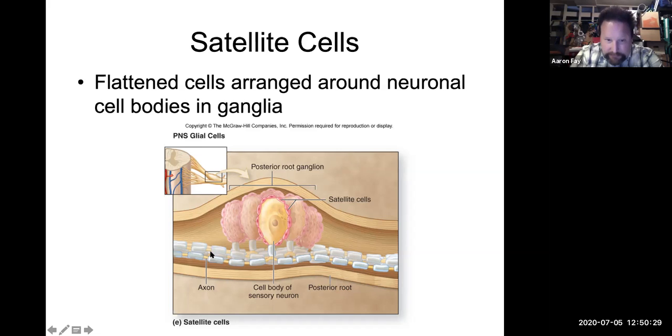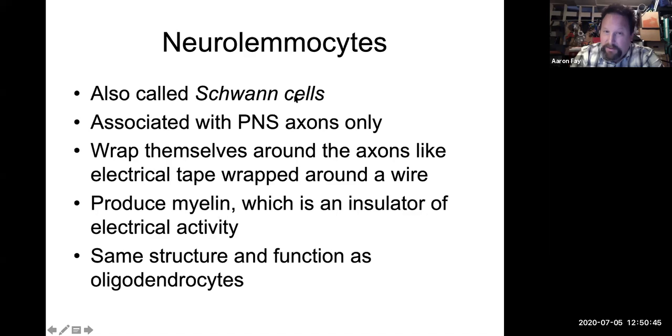Also, notice here, we're in the peripheral nervous system. Each one of these little marshmallows is its own support cell. Right? These are the next type of cell we're going to talk about, called neurolemmocytes, also called Schwann cells. So remember, oligodendrocytes, many branch cells, one cell myelinating multiple axons. Here, with the Schwann cell, the neurolemmocyte, one cell myelinates one small section of one axon.